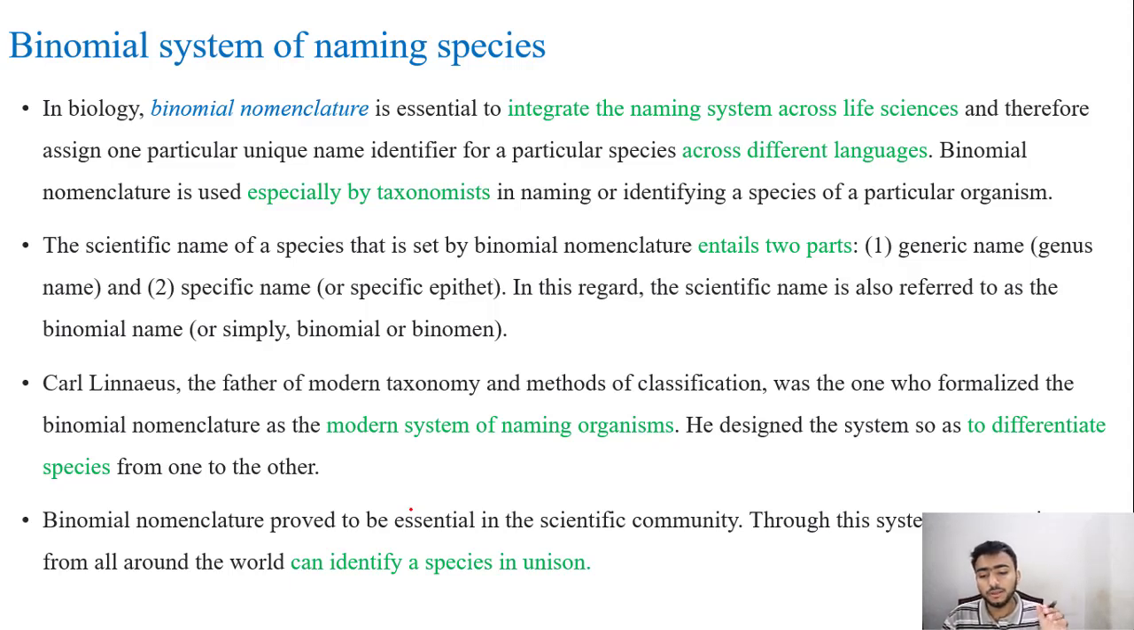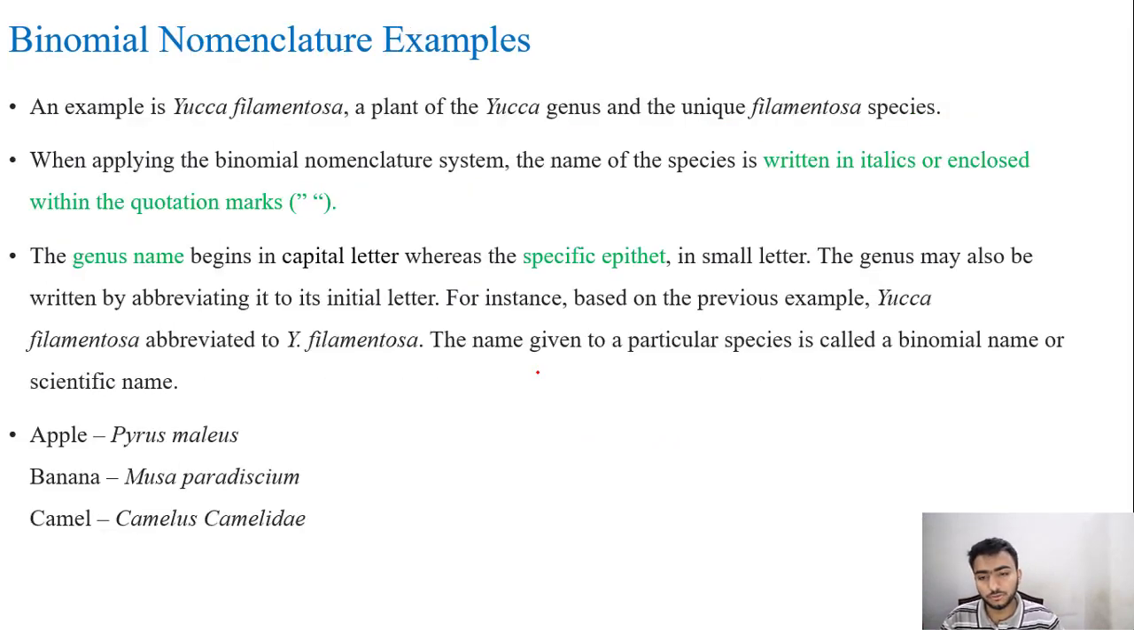So binomial nomenclature proved to be essential in the scientific community. As I told you, through this system, taxonomists from all over the world can identify species in unison. So it definitely removes the confusion or any misunderstanding that might arise as far as the naming of a living organism, or naming of a newly identified species is considered, because that's the set standard that's to be followed.